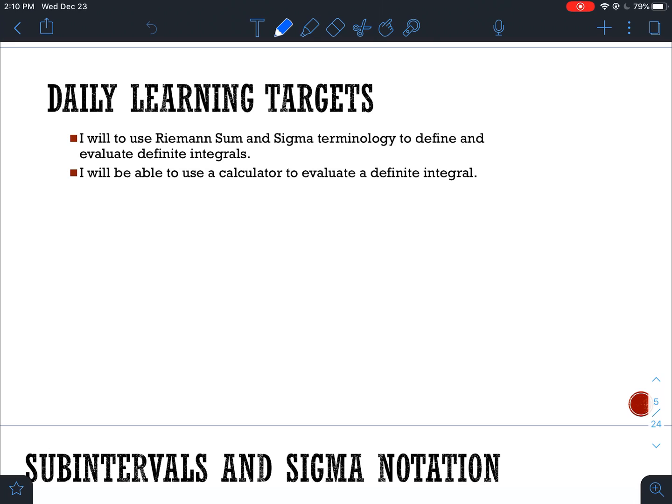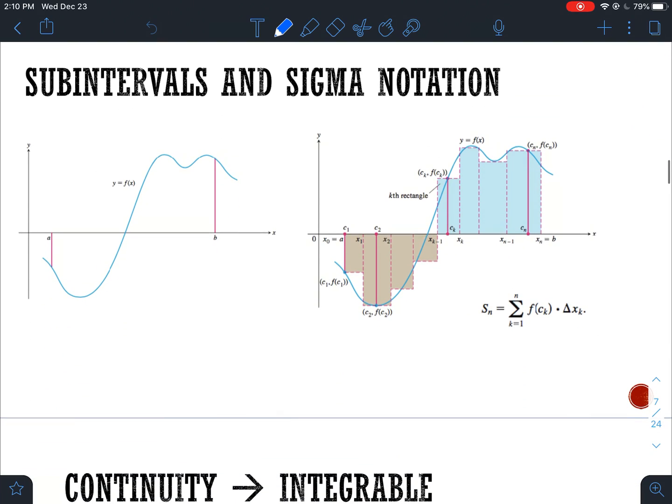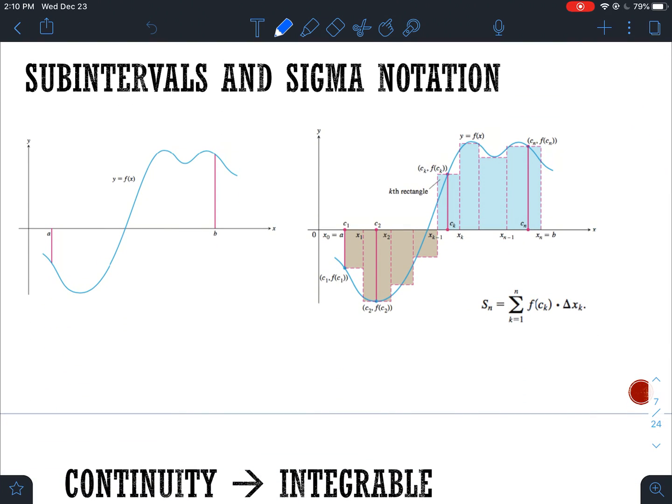So today we're going to continue talking about integration and integrals. We'll talk about Riemann sums, so finding the area between the curve and the x-axis using shapes like rectangles or trapezoids. We'll continue talking about using the sigma terminology, so the big capital sigma, and how we use that to define definite integrals. And we're going to talk about some properties of definite integrals. And I'll show you how to use Desmos or your graphing calculator to evaluate a definite integral.